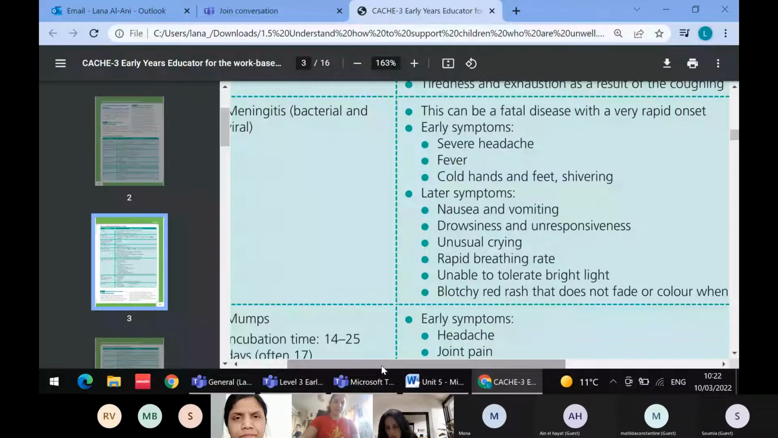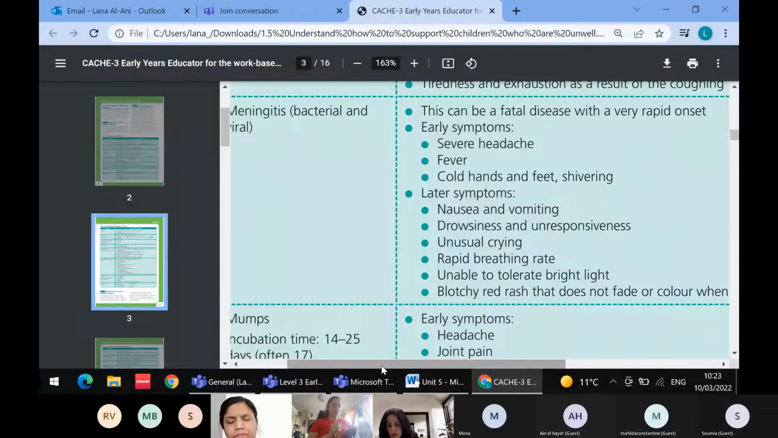and also later the symptoms will get even more. So you will see vomiting, you will see drowsiness, the child will be unusually crying too much, the breathing will be going faster and faster, and he will be unable to tolerate any brightness, so he wouldn't be happy with any bright area.